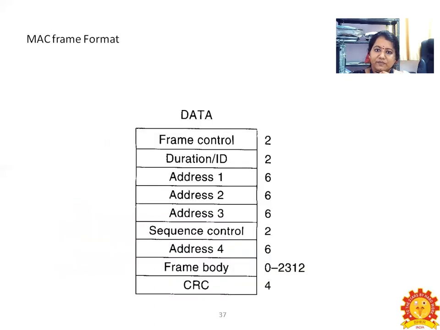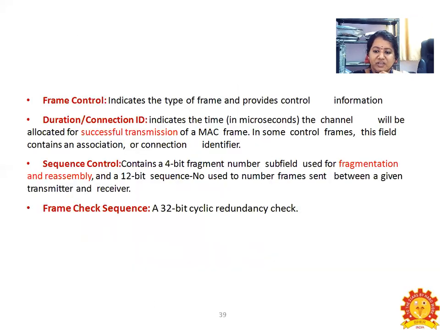So the frame format for MAC. Here we'll be having a frame control, duration or ID, address 1, address 2, address 3, sequence control, address 4, frame body, and at last the error check section.